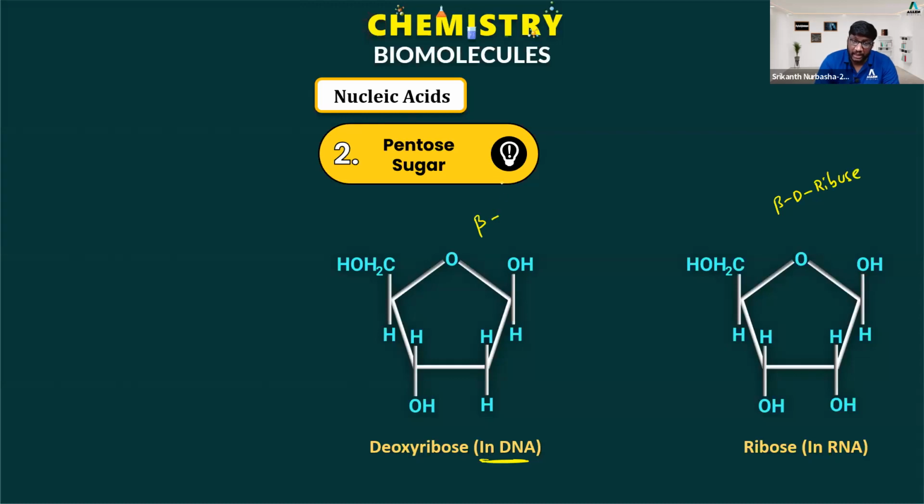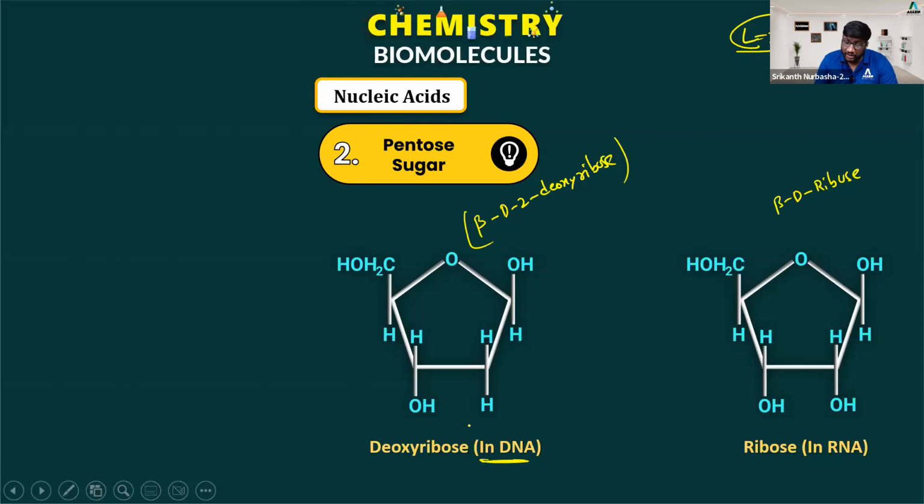Beta D ribose, beta D 2 deoxyribose. It is a beta because on the first carbon you have the OH group on the top, that is left, which means up. On the first carbon the OH should be up, so it is beta. It has D configuration, it is ribose, beta D ribose. And in beta D 2 deoxyribose, on the second carbon deoxygenation has happened. That means you have only hydrogen.